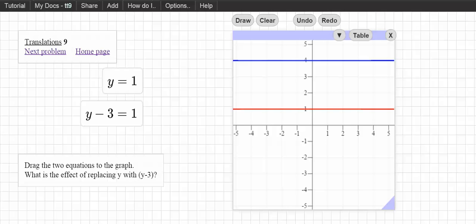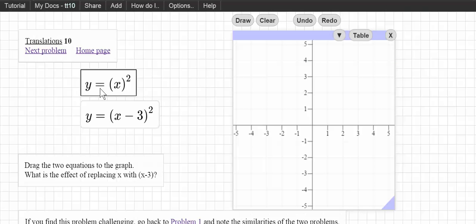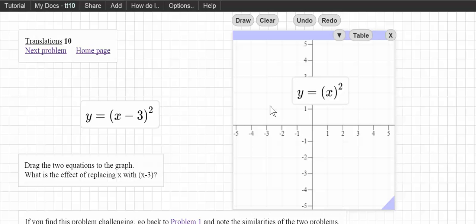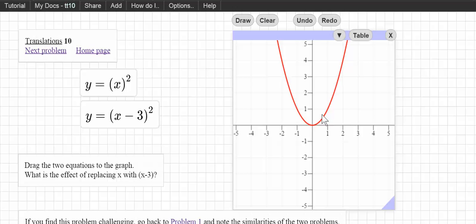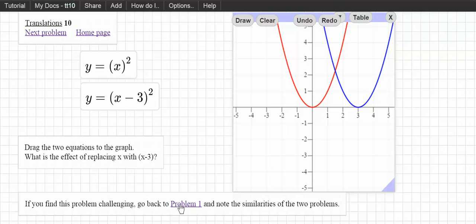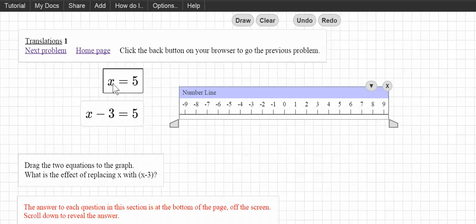And hopefully when students get to this point, they'll say, when we go to 2 variables on the coordinate plane, it will simply move 3 to the right. If they don't see that, it says down here, if you're finding this problem challenging, you could go back to problem 1, because in problem 1, it says, what is the effect of replacing x with x minus 3? It moves the graph 3 to the right.